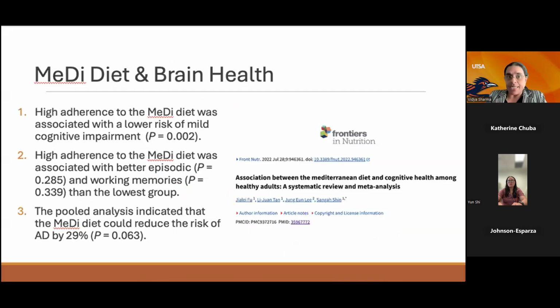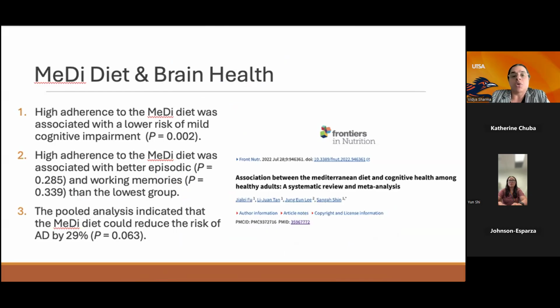This is not the only publication. There are several more, but I just wanted to give a brief summary of something I found very interesting. So the Medi diet is basically the Mediterranean diet. This is a systematic review which was published in Frontiers in Nutrition.